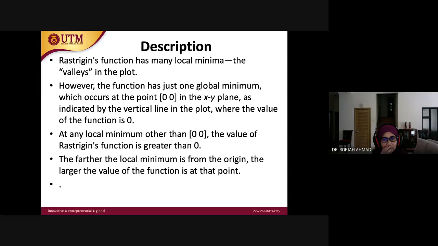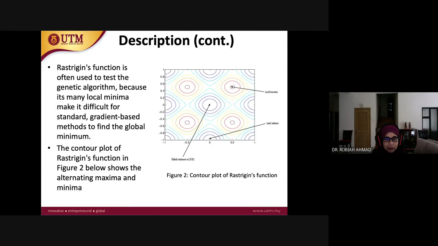The Rastrigin function has many local minima. However, the function has just one global minimum, and it will occur at 0, 0 in the xy plane. Okay, so can we get the answer for this one? This is the distribution in terms of contour of the function. Yes, we have a lot of minima and maxima, but of course only one global minimum.